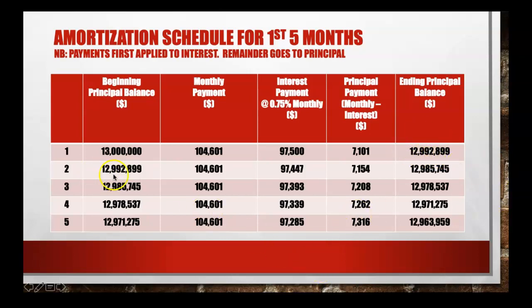Month 2 begins with that balance. So we'll go ahead and calculate our interest charge, 0.75% of the new principal balance, and it gives us 97,447. Since the total payment is 104,601, we subtract the interest charge from the total payment, and it gives us a principal payment of 7,154. For the ending balance, we simply subtract this principal payment from the beginning balance, and it gives us a closing balance of 12,985,745. And we continue doing this for the rest of the months.